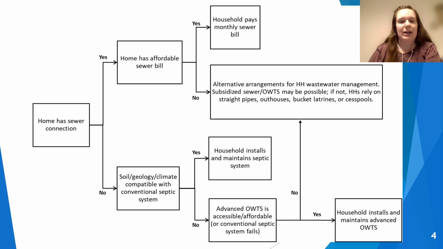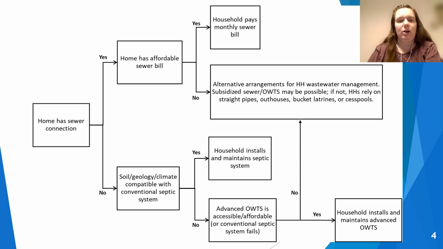If the house is not connected to a sewer, but the soil, geological, and climate conditions are compatible with a conventional septic system, then the household is responsible for installing one of those systems. That typically costs a couple thousand dollars to install, in addition to a few hundred dollars every few years for maintenance. The household is responsible for all of the costs, not just the capital costs, but also the ongoing expenses. And if they can't afford that, then they will possibly resort to having unsafely managed sanitation.